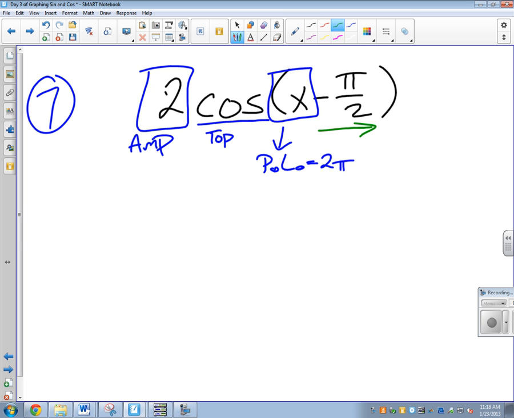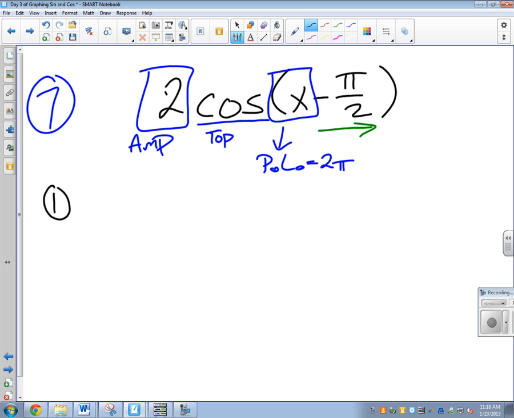Okay, so look at all that information that we just got from it. Jacqueline, do you have any questions about what's on there? 2 stretches it. It's a cosine, so it starts at the top. Nothing in front of my x, so my period length is 2 pi, and that takes me to the right. So then we're going to put all that information on my graph. There are the same steps every time we graph these. I'll label them out here if we need help.